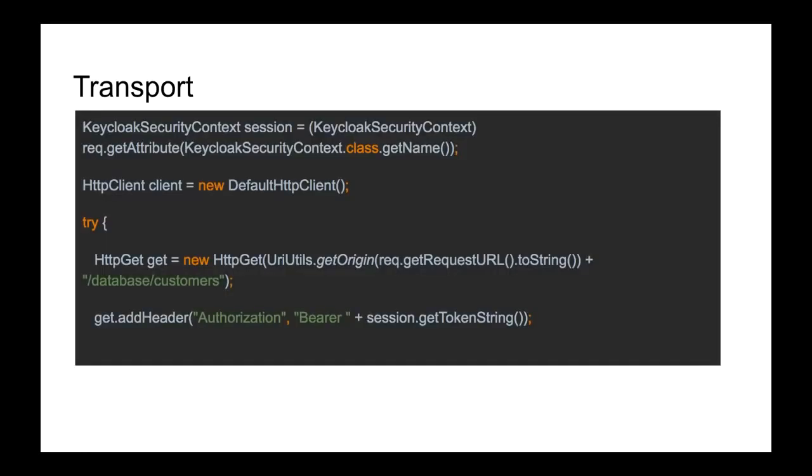Let's see another example. For instance, if you are in a Java application, this is more or less if you are in a servlet method. You are in your servlet method and you need to call another service. That's pretty easy with Keycloak adapters. You can obtain a Keycloak security context. And from this context, you can obtain a token. And then you just use any HTTP client that you want or a REST client. Doesn't matter as long as you can put a header.